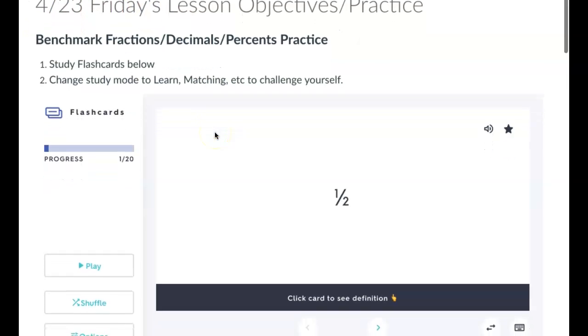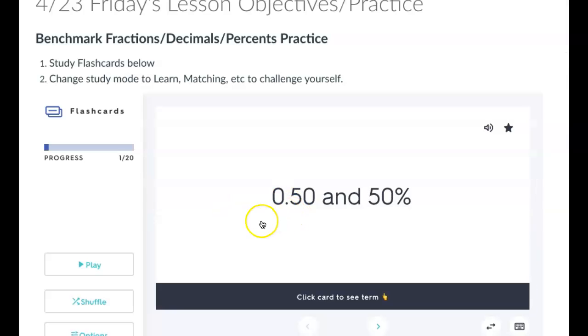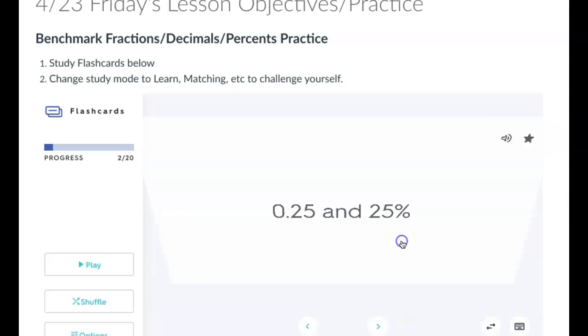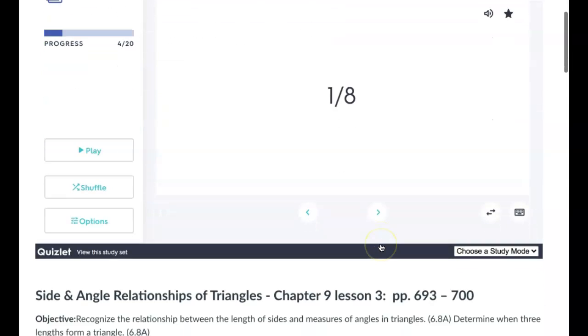Please, again, make sure that you are studying these flashcards. You know that one half is equal to 50/100, 50%. You know that one fourth is 25/100, 25%. You know that three fourths is 75/100, 75%, and so forth. So please make sure you're doing these flashcards every day.